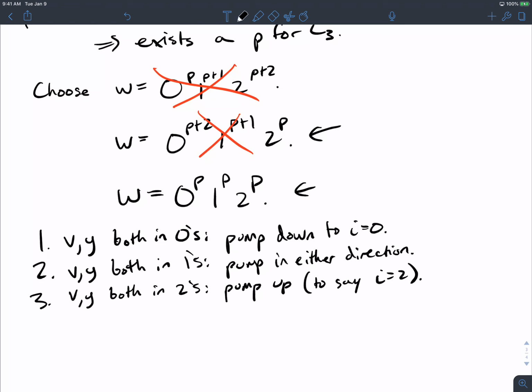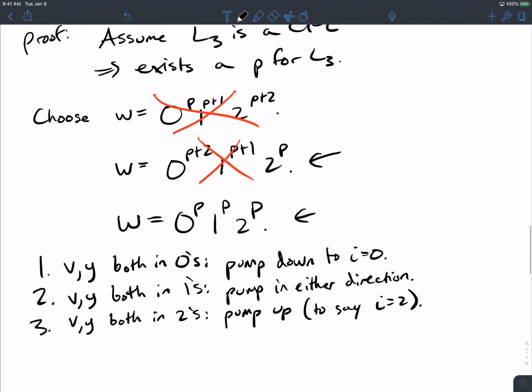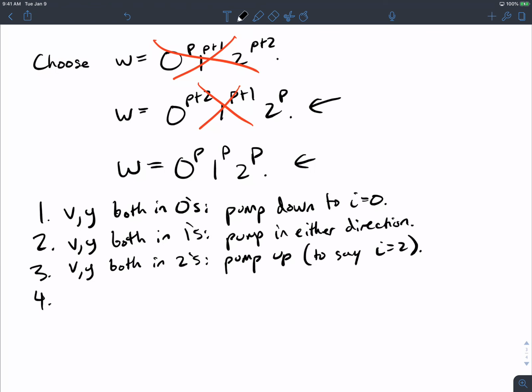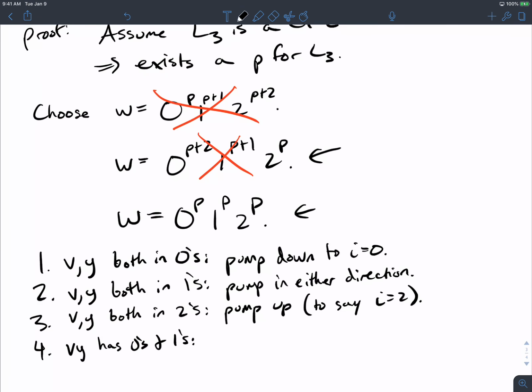Or are there other cases? What are the other cases? Yeah, so V and Y could have some zeros and some ones. It's not just in the zeros or just in the ones. So let's say that VY has zeros and ones. Ooh, what do we do then? Well, let's see. If we pump down, in this particular case, the number of zeros and the number of ones are both going to go down.